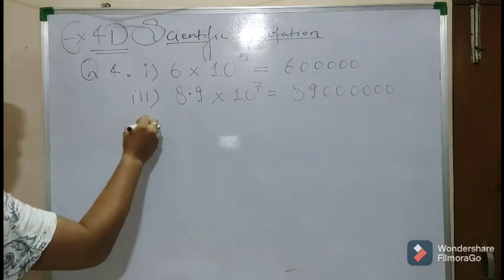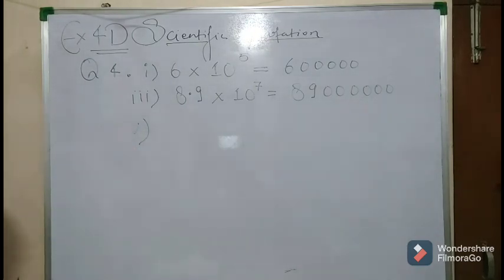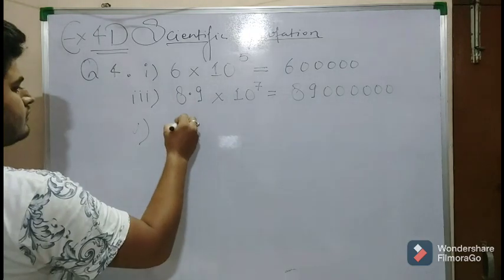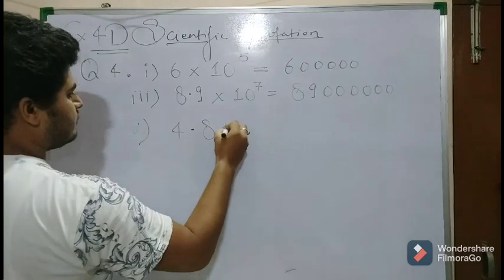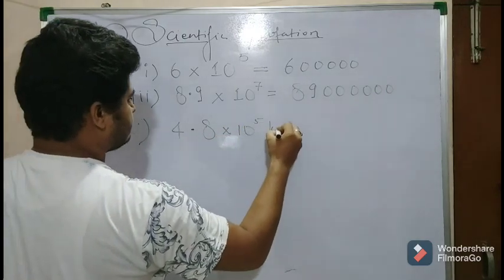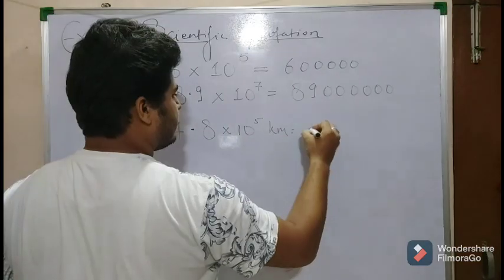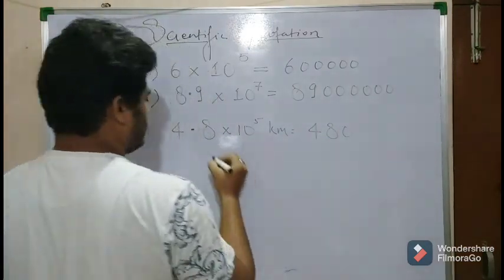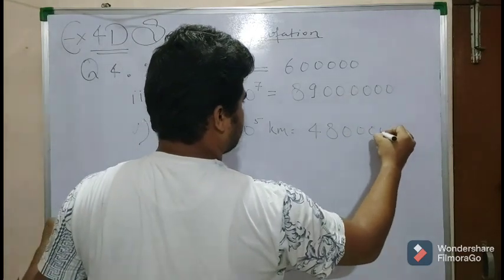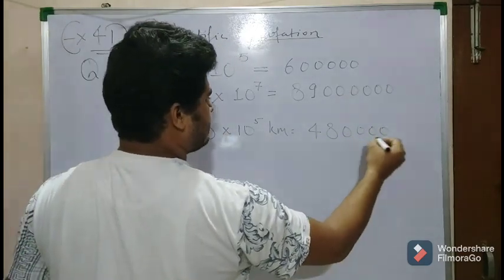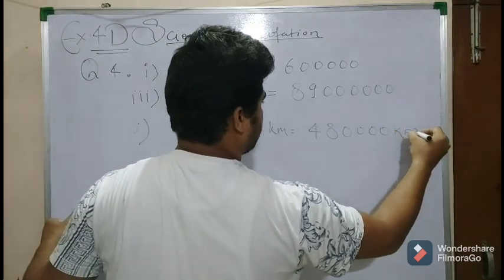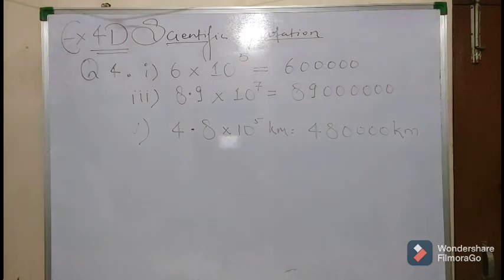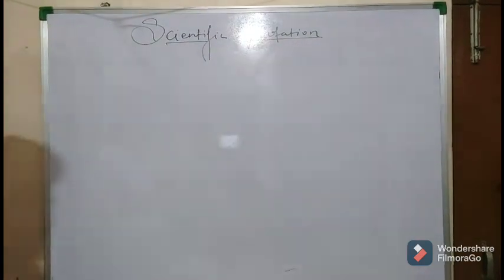Then in the fifth part, it is saying the diameter of Saturn's largest ring is about 4.8 into 10 power 5 kilometers. So we'll convert into standard form. So 4 8 and 4 zeros. So 2 and 3 is 5. So this much kilometers is going to be the standard form. So here your exercise 4D gets complete.